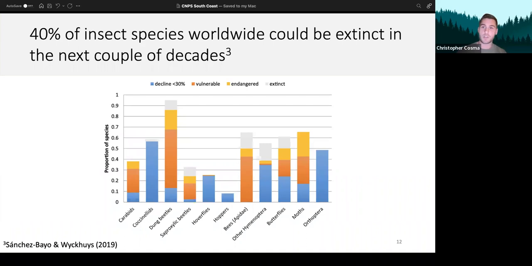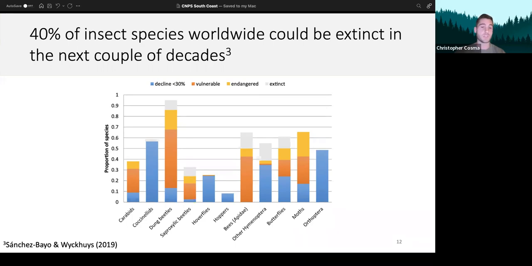But the fact is, unfortunately, that insects really are declining globally. A meta-analysis from 2019 found that up to 40% of insect species worldwide are threatened with extinction in the next couple of decades. And so this is the main figure from that paper that's just showing the proportion on the y-axis here. So all the way up to 100% of species in some of the major insect groups. So we have some beetle groups here on the left. We have hoverflies and apidae for bees here. The proportion of species in each of these groups that are in some sort of decline.